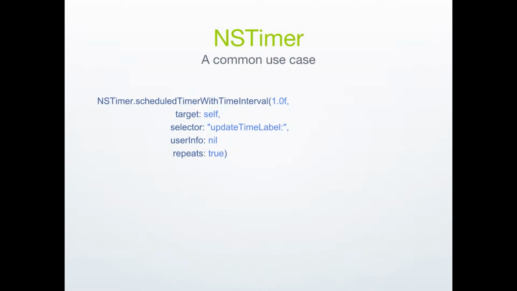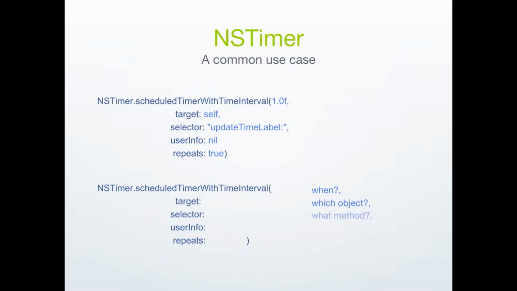And here's a very common use of an NSTimer, the scheduled timer with time interval method. And you can see there's a lot of different arguments. We'll look at each of these in a second, but scheduled timer with time interval is very, very common. And you can see this means how often, which object you're going to specify the NSTimer on. We saw selectors before, what method are you going to run, any optional information, and should it repeat or should it just happen one time.